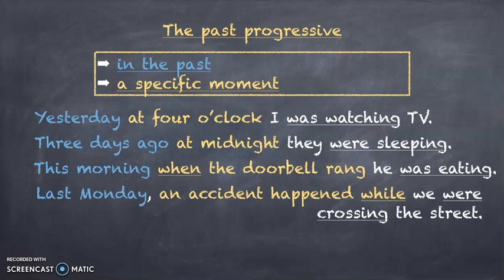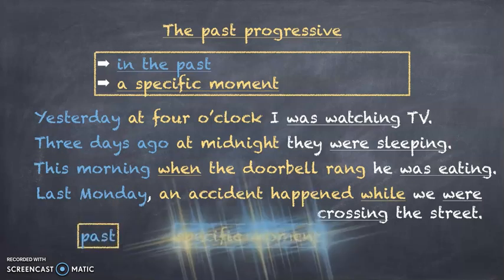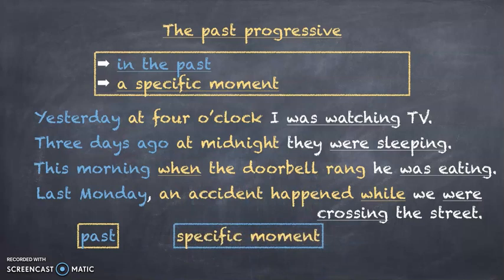As you can see, the phrases in blue are signal words for the past, and the phrases in yellow make a moment specific in the past, so we have to use the past progressive, which are the underlined verbs. So once again, the blue ones are the past, the yellow ones are the specific moment.